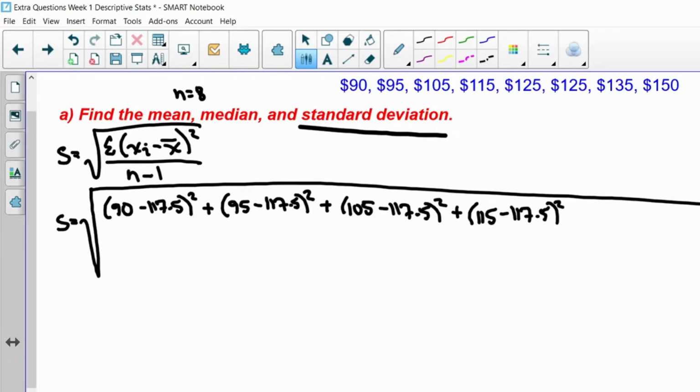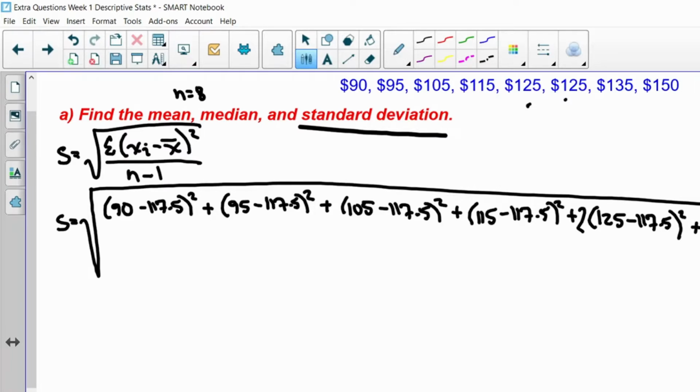squared plus. The reason a table might be nice is you don't run the risk of running out of room as easily, because you have it in a column. Now this 125 one happens twice. There are 2 data points, so don't let this confuse you, I'm just going to multiply this by 2. So I'm going to put a 2 in front of here. There's 2 of these, so 2 times whatever answer I get here, plus 135 minus 117.5 squared.